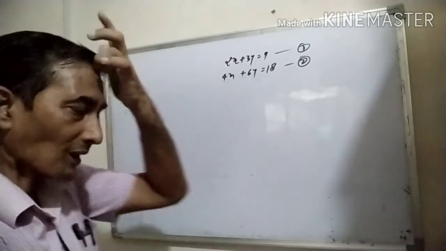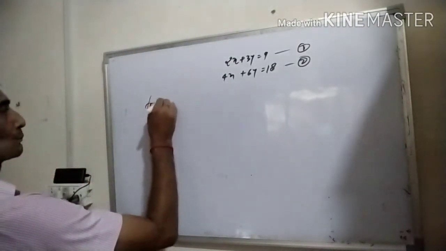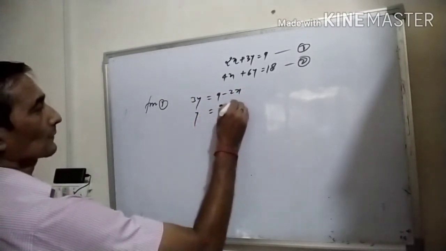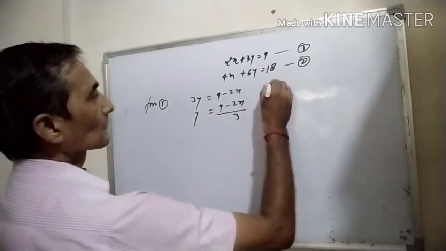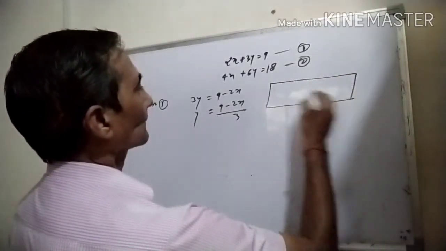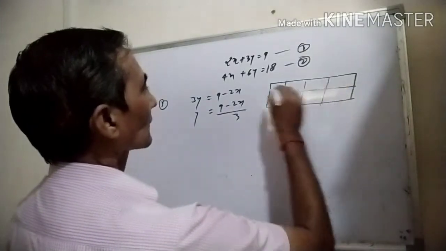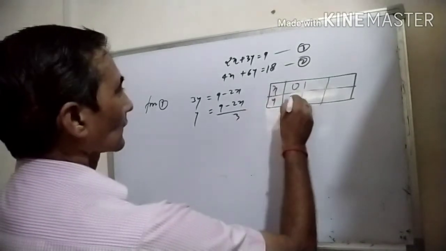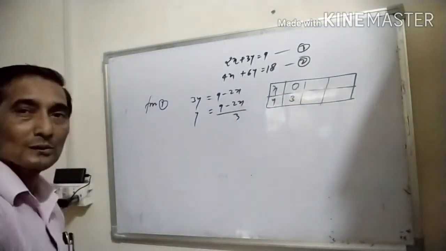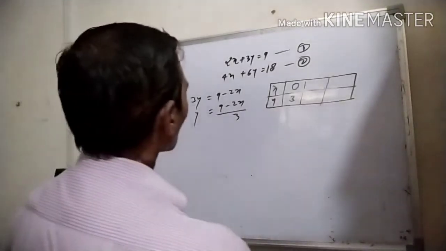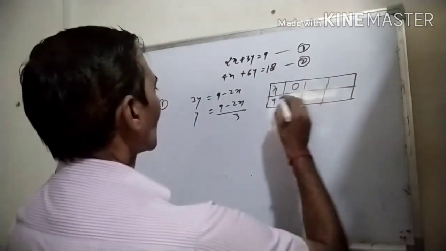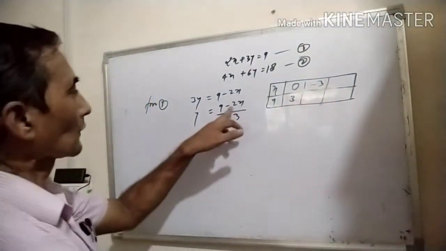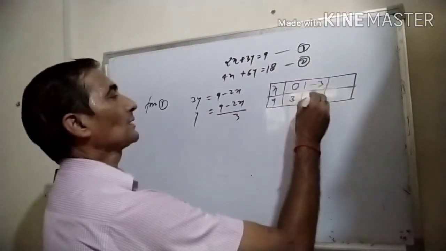Now from the first, 3y is equal to 9 minus 2x, and y is equal to (9 minus 2x) by 3. This is x and y. When x is equal to 0, then y is equal to 3. And when x is equal to minus 3, then y is equal to 5.